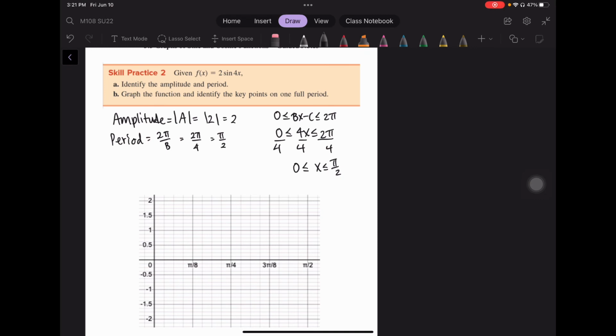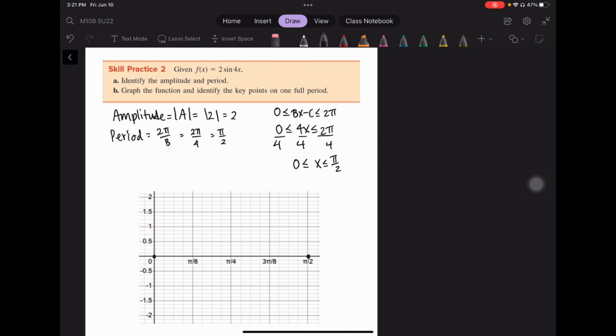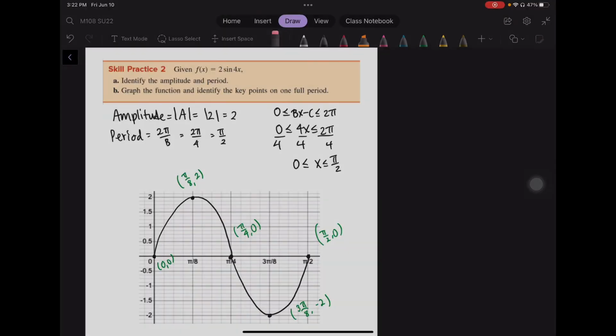Sine normally goes through (0, 0) and (2 pi, 0), but since our period goes from 0 to pi over 2 now, we're going to go through the point (pi over 2, 0). Halfway in between, we're going to cross through the x-axis again. And then in between 0 and pi over 4, we're going to have our maximum value, which is stretched by a factor of 2. And between pi over 4 and pi over 2, halfway, we're going to get our minimum value stretched by a factor of 2. And then we can sketch our graph. Here are the key points of our graph for this one full cycle.